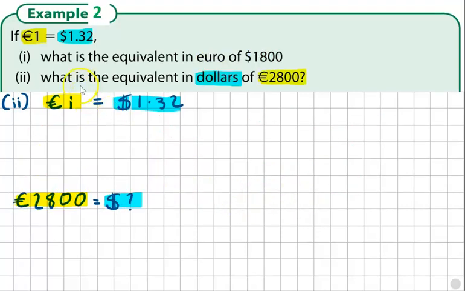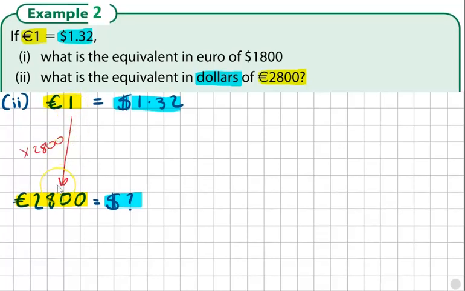Now, part 2, what is the equivalent in dollars of €2,800? So we have €1 equals $1.32, and we want to know what €2,800 is in dollars. This time we don't actually have to make anything become 1 because we already have our units in 1. So we already have €1. All we have to do is jump straight from €1 to 2,800, so all we have to do is multiply by 2,800. So we only have one step to do here instead of 2 steps like the previous question.